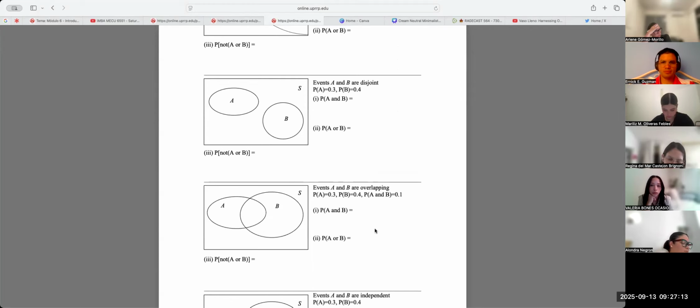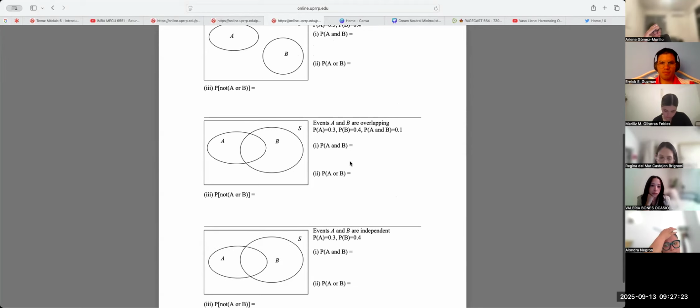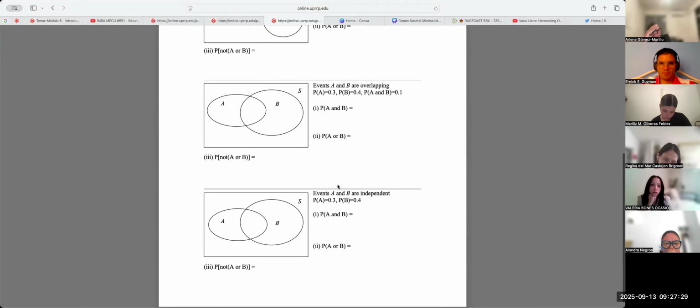Well, it depends on the relationship of the events. And here we have just two events. What if I add another one? Okay, so you have to know the relationship between the events to know what the result is.